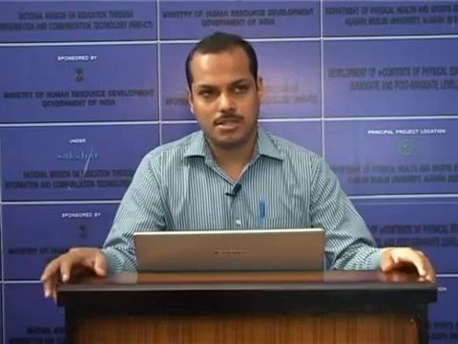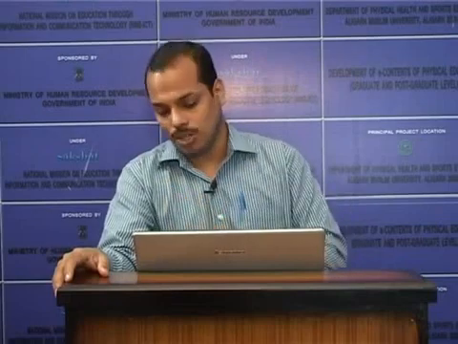Now, another two terms, afferent and efferent. Afferent fibers are the fibers which carry information from the periphery to the central nervous system. These are part of the peripheral nervous system. Efferent fibers are the fibers which carry information from the central nervous system to the periphery. So afferent means periphery to central nervous system, and efferent means central nervous system to periphery.